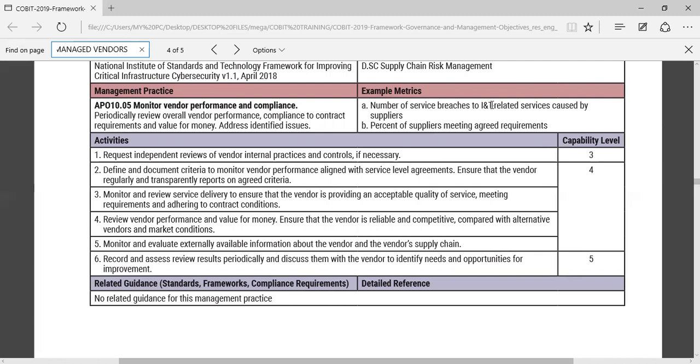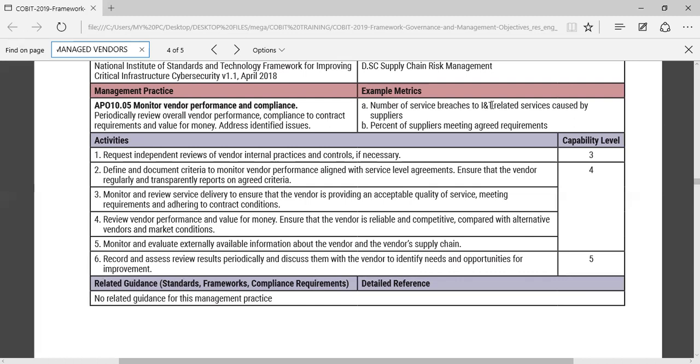Number 3, monitor and review service delivery to ensure that the vendor is providing an acceptable quality of service, meeting requirements, and adhering to contract conditions and requirements. Number 4, review vendor performance and value for money. Value for money, all right, that's a management term. Are you getting value for your money? So you can use earned value analysis, EVA, in project management for that. So the money you are spending on the contract, are you getting value in return? Ensure that the vendor is reliable and competitive, compared with alternative vendors and market conditions.